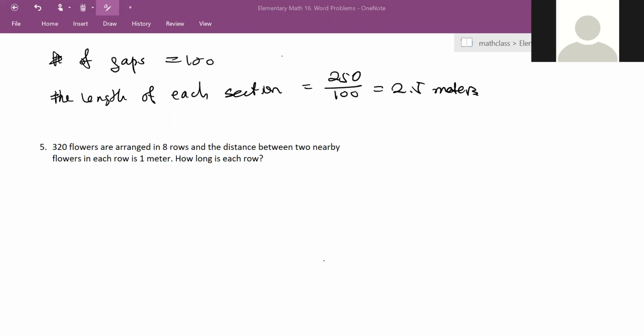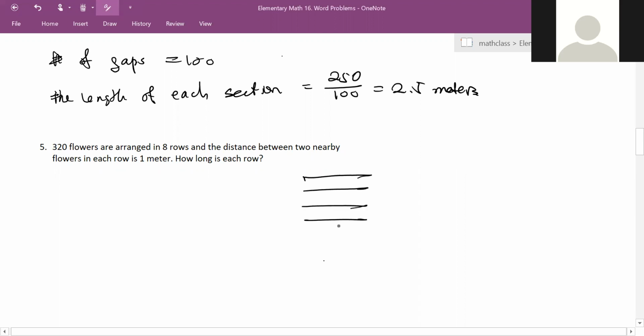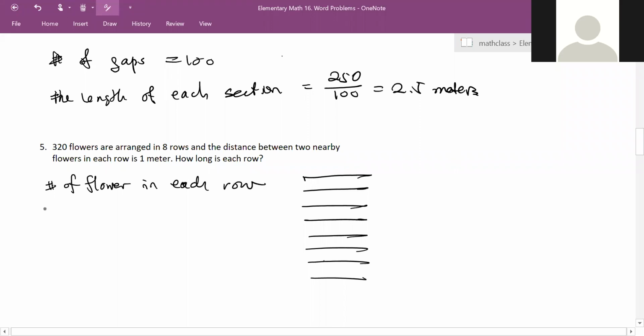So we have many rows here, right? 1, 2, 3, 4, 5, 6, 7, 8. So the number of flowers in each row is going to be 320 divided by 8. That's 40. So there are 40 flowers.